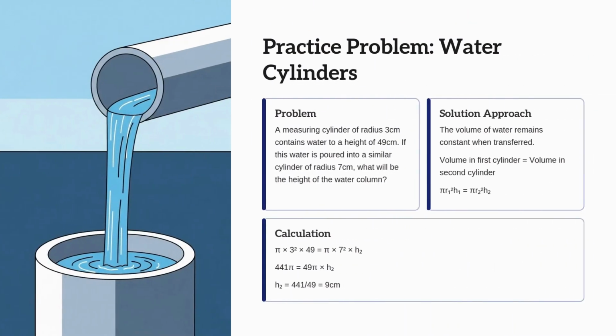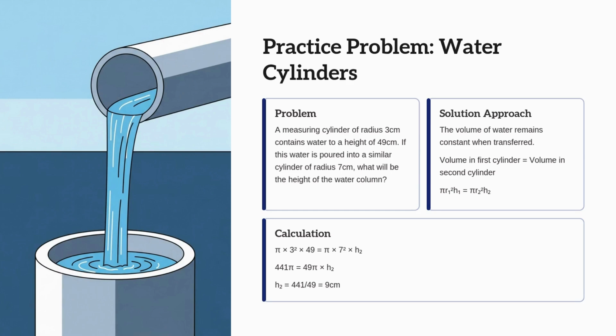Practice problem. Water cylinders. Problem. A measuring cylinder of radius 3 centimeters contains water to a height of 49 centimeters. If this water is poured into a similar cylinder of radius 7 centimeters, what will be the height of the water column? Step 1. Idea of the solution. When the water is transferred from one cylinder to another, the volume of water remains the same. So the volume of the first cylinder equals the volume of the second cylinder.